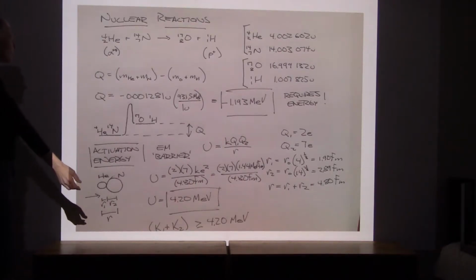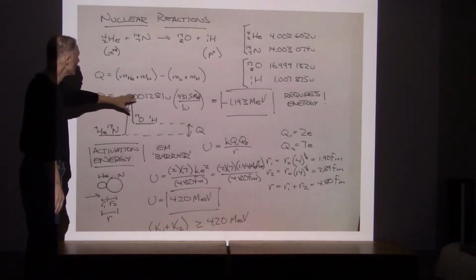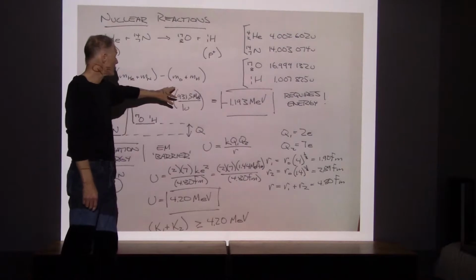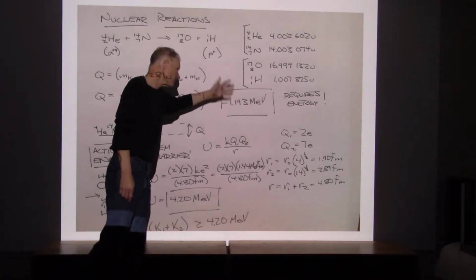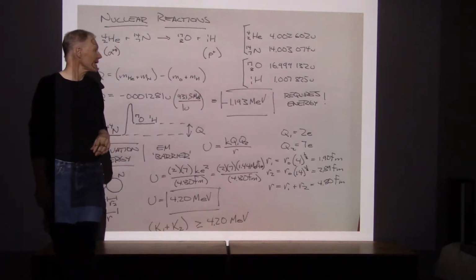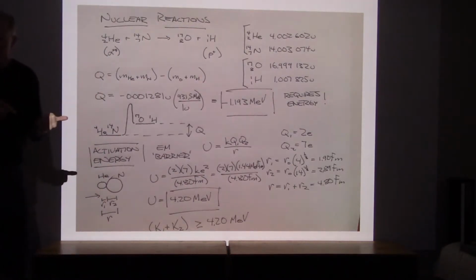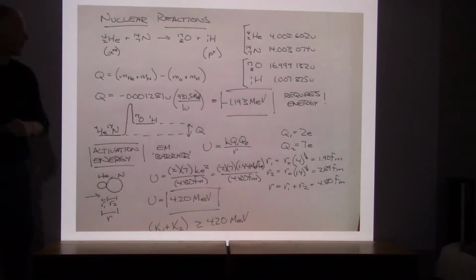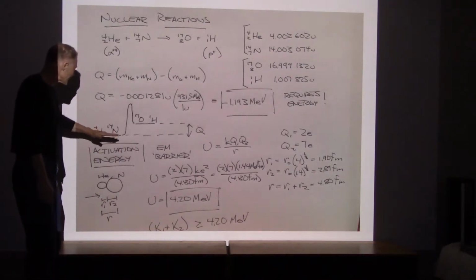So we can set up a diagram. Let's see, the Q value here, there it is in atomic mass units. I'm using my 931.5 MeV per atomic mass unit and converting that into MeV. So it's saying that since there's a minus sign there, energy is not being released, I'm going to have to put that much energy in to the reaction. So here's the reaction profile.